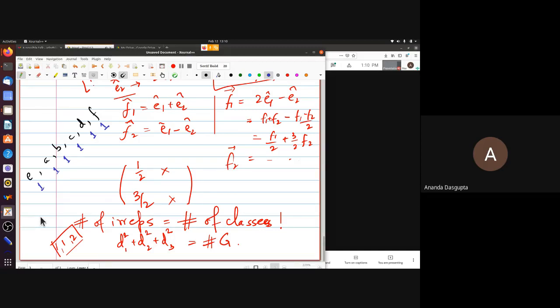I'm not saying the same reflection. 2 reflections give a rotation. Yeah, even the identity is a rotation, by the way. Yes, 2 reflections always give you a rotation. And a rotation and a reflection gives you what? A reflection. Good, a reflection.